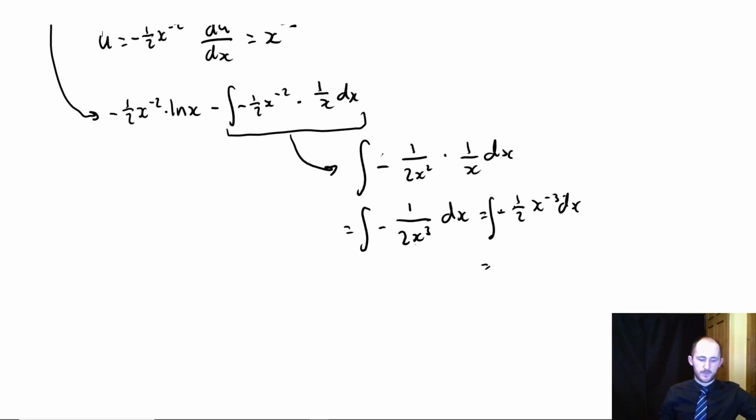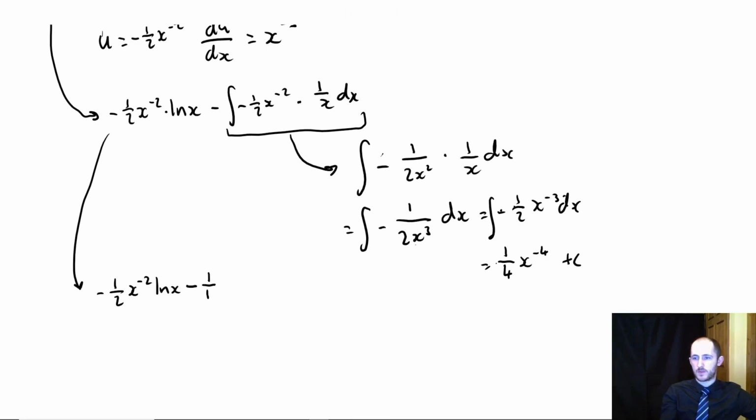So again, we're going to add 1 to the power, flip it to the front, and then do all that business. So we're going to have plus a quarter x to the minus 4. Because again, when we bring the power down, it's going to be minus 2. Bringing that down, or to the front, it's going to be positive again. And then technically we need a plus c. So subbing this in, minus a half x minus 2 ln x minus a quarter x to the minus 4 plus c.